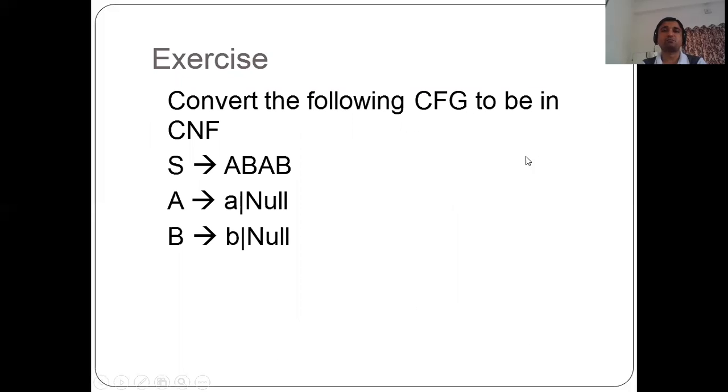This one is the exercise that you can perform. You can apply all the different types of rules and regulations discussed earlier, and all the four steps, and you can get your result. This is your exercise that you can do.